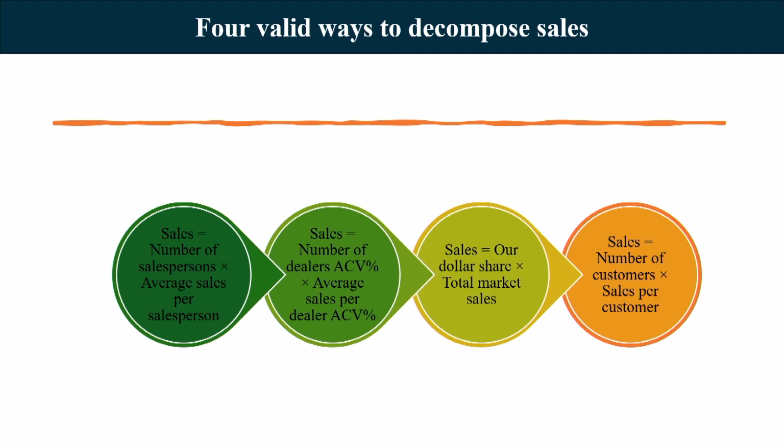Then the fourth dimension from which we can look into the sales is the customers dimension. So, what is the total number of customers and what is the average amount, quantity of this one product bought by an average customer. So, number of customers multiplied by sales per average customer. So, these four dimensions will give you exactly the same value, right. So, these are called identities.